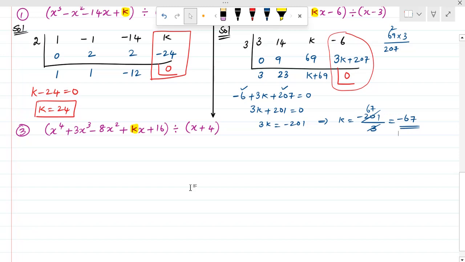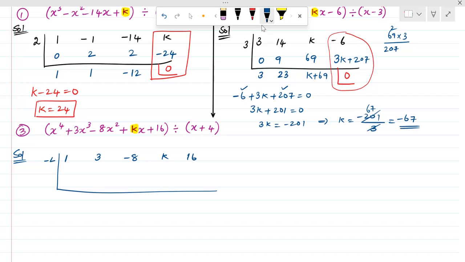Similarly, the next one you have is a power of 4, and the k position is in the coefficient of x. So I write the coefficients first to start the synthetic division, and divide by the divisor. Opposite sign. Multiply by minus 4, add it, minus 1. Multiply, it is plus 4, add it, minus 4. Multiply, it is plus 16, add it, k plus 16. When you multiply, you get minus 4k minus 64. And since it is given as a factor, the remainder will be 0.